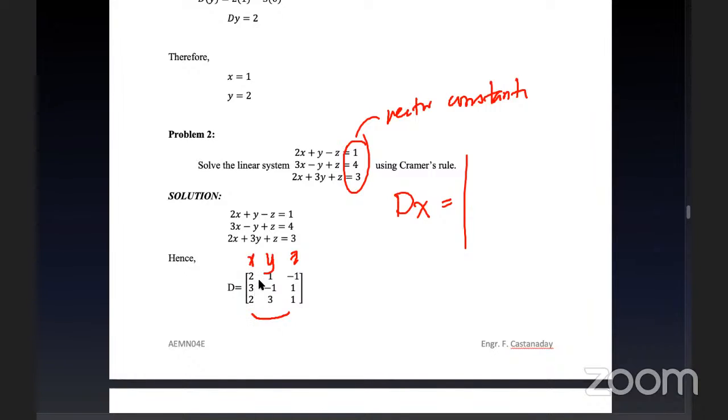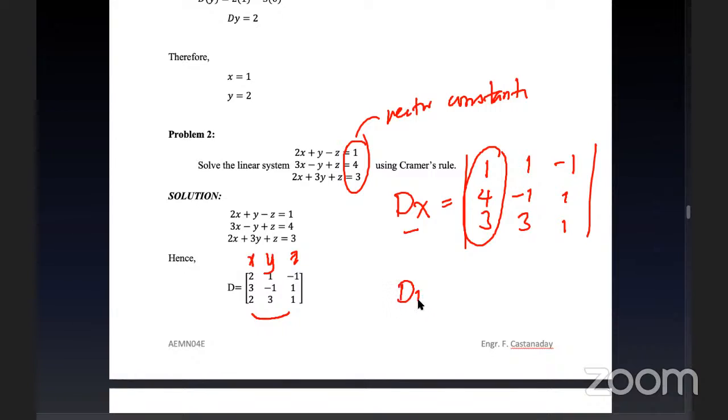Okay? Now, to solve for determinant x, we replace the first column with the vector of constants. So instead of writing 2, 3, 2, we write 1, 4, 3. And then copy the remaining elements: 1, negative 1, 3, negative 1, 1, 1. So this is our vector of constants.